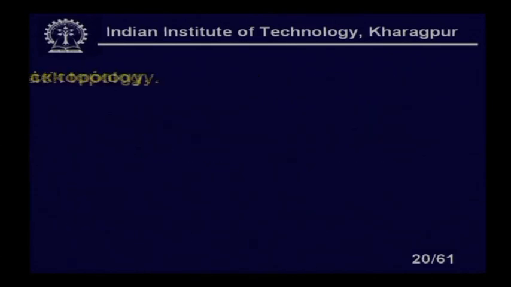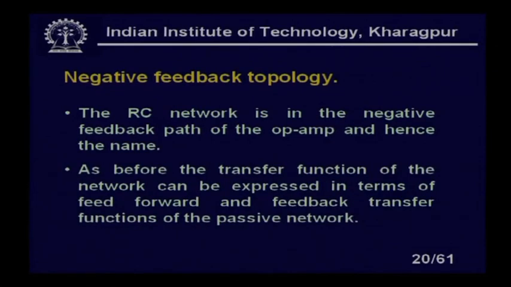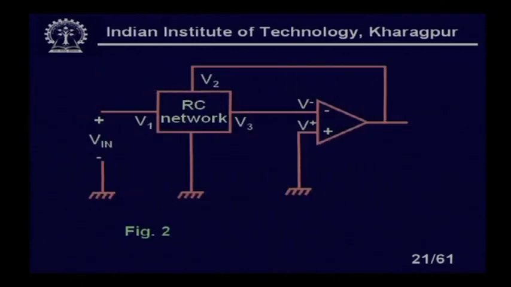Now, the negative feedback topology. If you look at the negative feedback, this RC network is in the negative feedback path of the op amp, and hence the name negative feedback topology, clear. As before, the transfer functions of the network can be expressed in terms of the feed forward and feedback transfer functions of the passive network, right. Now, this is the negative feedback topology. You see, this is a stable circuit, I do not need any positive feedback, whereas in the positive feedback circuits we have seen that I have to give a certain amount of negative feedback, right.